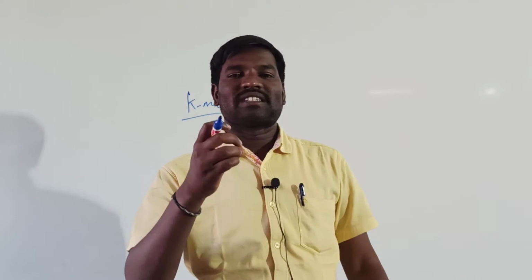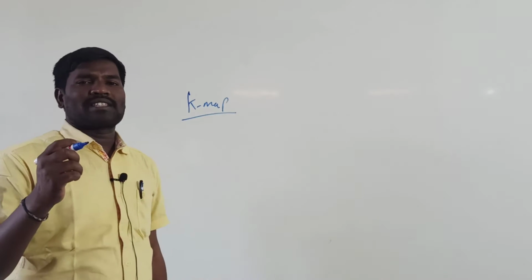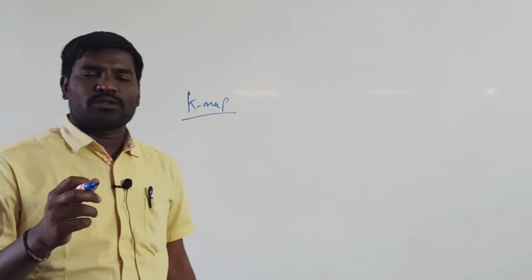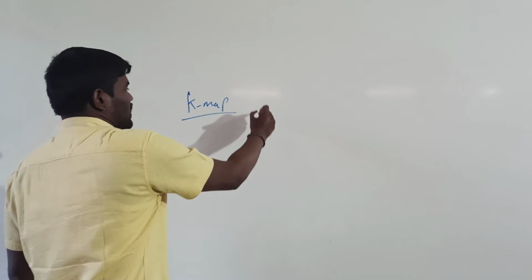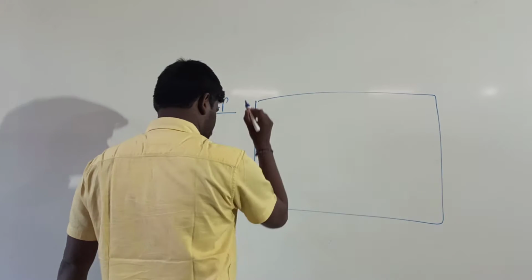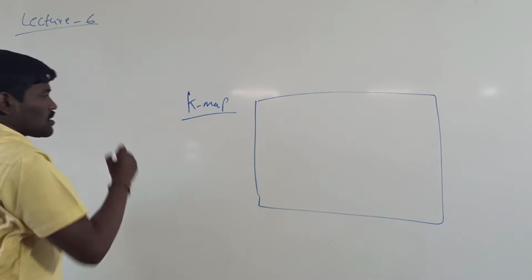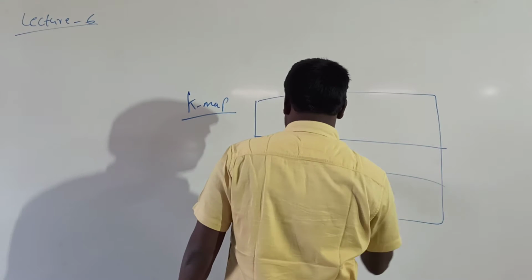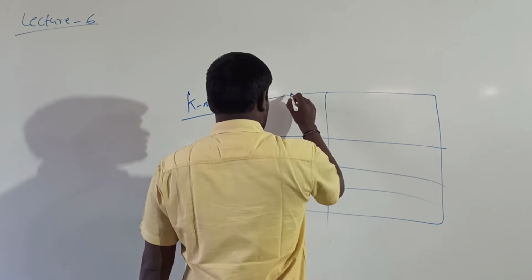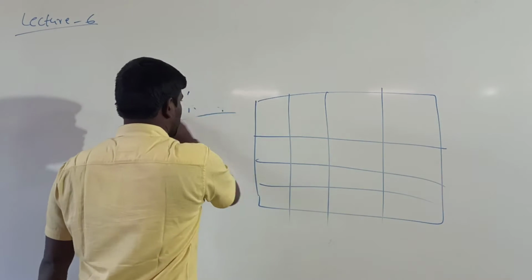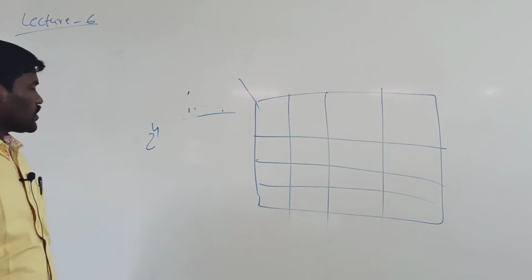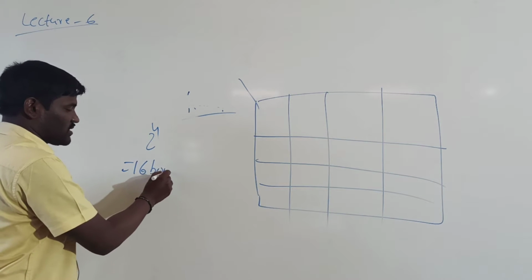Okay, so in the last class we discussed the general syntax or general format of K-map. Now we have to discuss how to reduce the expression using the K-map. So first I have to draw the four variable K-map. Four variable K-map means 2 to the power of 4, 2 raised to 4, which is a total of 16 boxes.